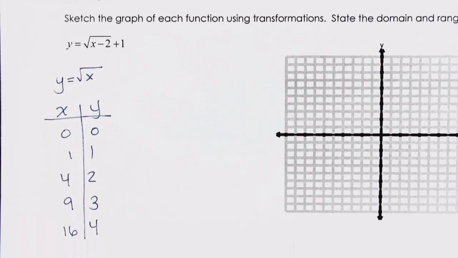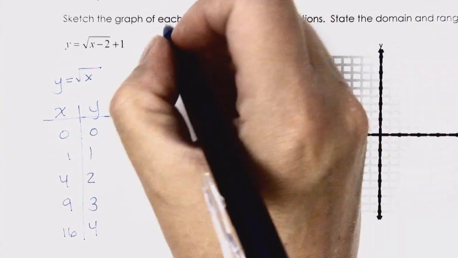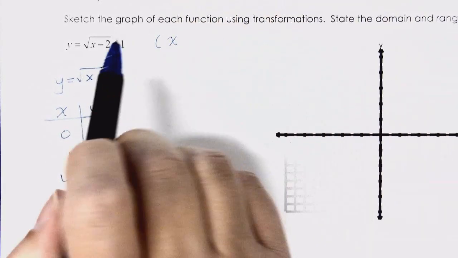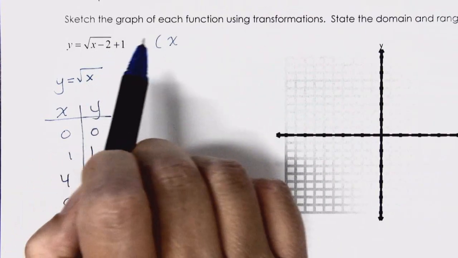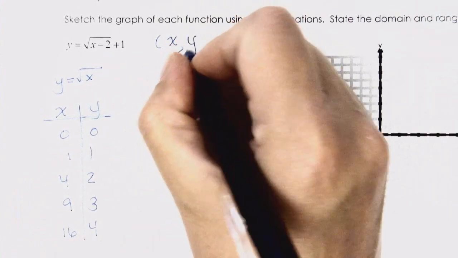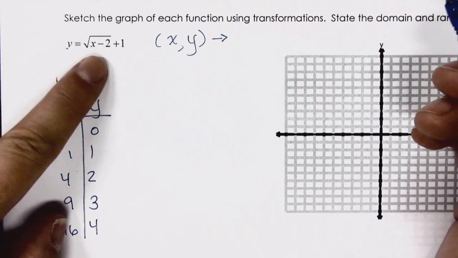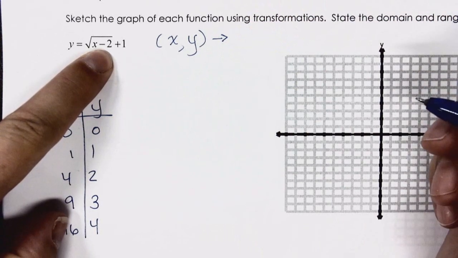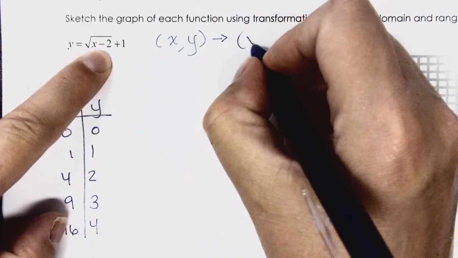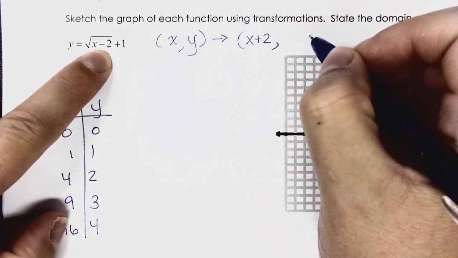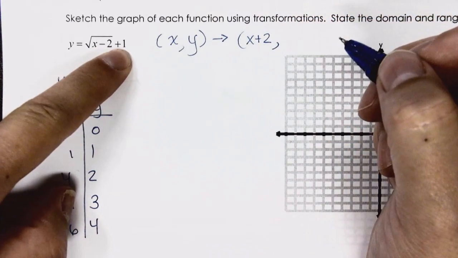Right? That's the original one. So what's happening here if we were to do a mapping rule? We're shifting 2 units to the right. So what am I doing to the x's? What am I doing to my x's if I'm shifting 2 units to the right? I'm adding 2. And then the y's, I've got a +1 on the outside.